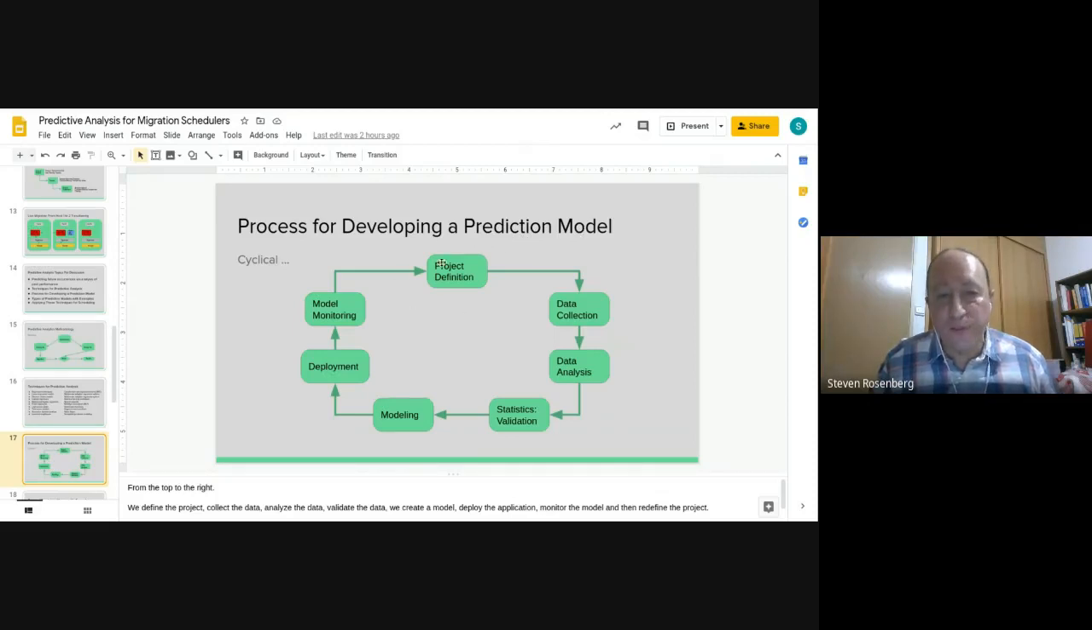We define the project, we collect the data, we analyze the data, we validate the data, and then we create a model. We deploy that model, we monitor that model. Again, we calculate the percentage of error based upon the results against the expected results, and we redefine the project, and then we do the process cyclically, and then again, that's machine learning.